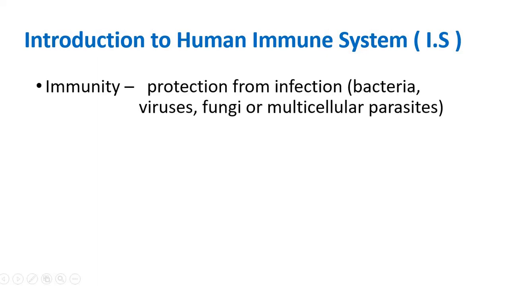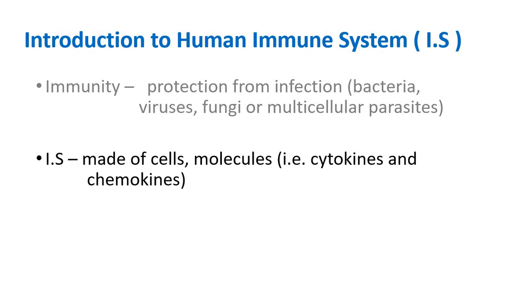Introduction to the human immune system. Immunity can be defined as protection from infection, such as bacteria, viruses, fungi, or multicellular parasites. Like other systems, the body's immune system is made of cells and molecules. The main two molecules involved in the human immune system are cytokines and chemokines. We're going to talk about them later.